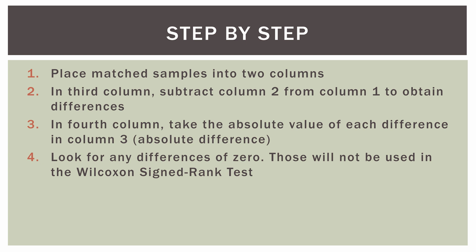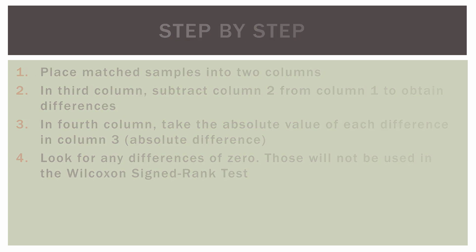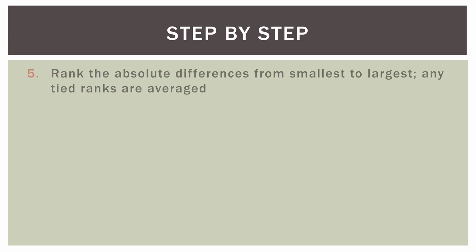4, look for any differences of 0. Those will not be used in the Wilcoxon Signed Rank Test, so we would eliminate those. 5, we rank the absolute differences from smallest to largest. Any tied ranks are averaged. So we take those absolute differences and then we rank them. If there are any ties, we use the RANK.AVG function in Excel, and you'll see that when we go ahead and do the problem in Excel.